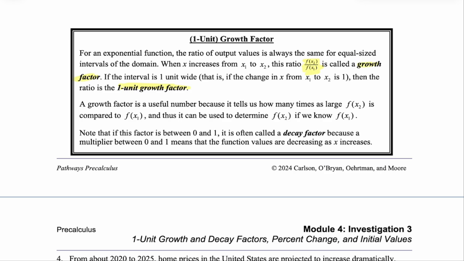A growth factor is a useful number because it tells us how many times as large f of x2 is compared to f of x1. Note that if the factor is between 0 and 1, that is often called the decay. Remember I told you, if our function looked like this, if b is bigger than 1, it's considered a growth. If b is between 0 and 1, it's considered a decay. So that's kind of what they're getting at as far as that little section right there. Okay.